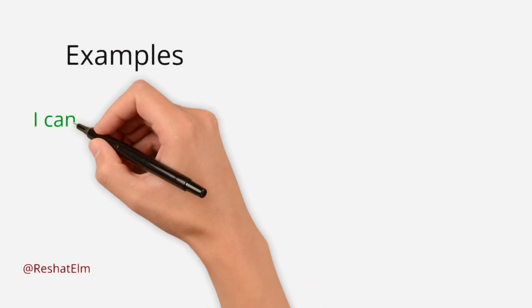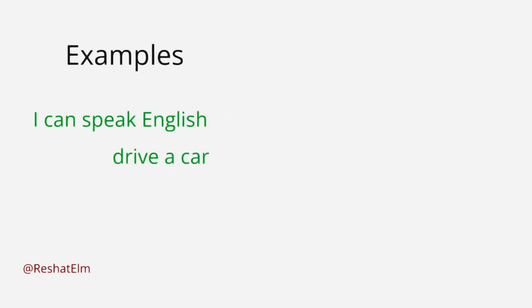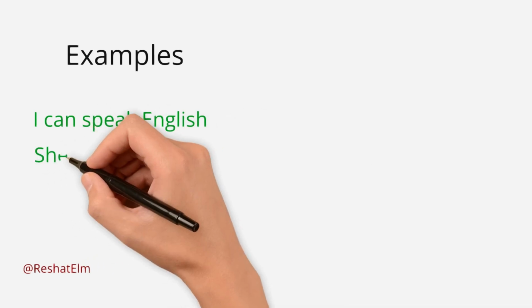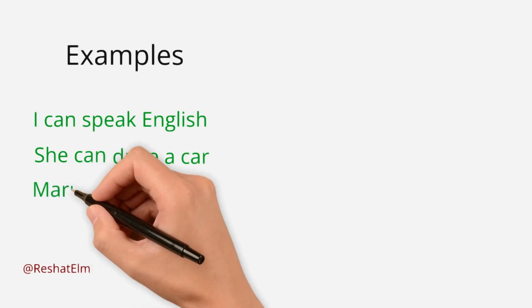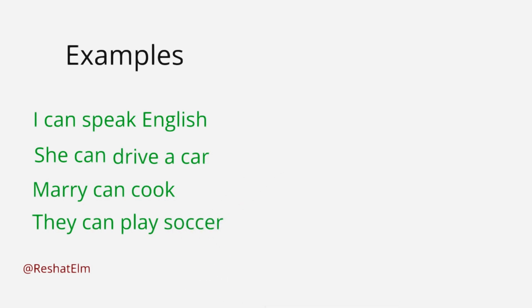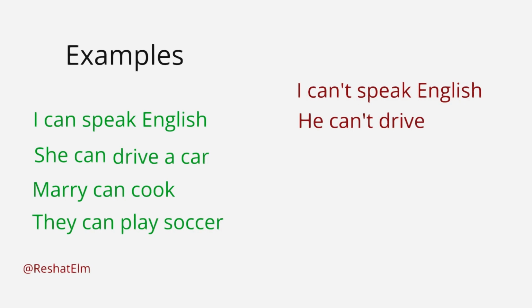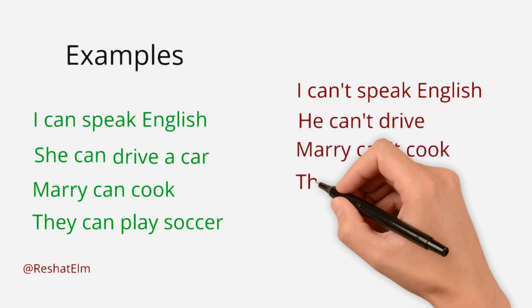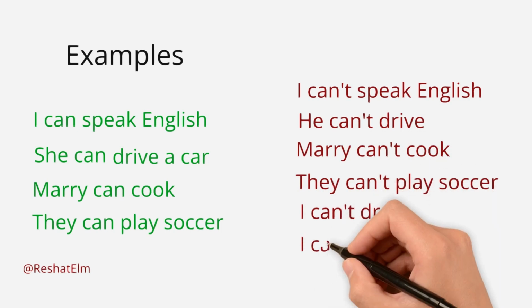For example, I can speak English. I can drive. He can drive a car. She can. Mary can cook. They can play soccer. In the negative form, I can't speak English, he can't drive, Mary can't cook, they can't play soccer. I can't draw, I can't see.